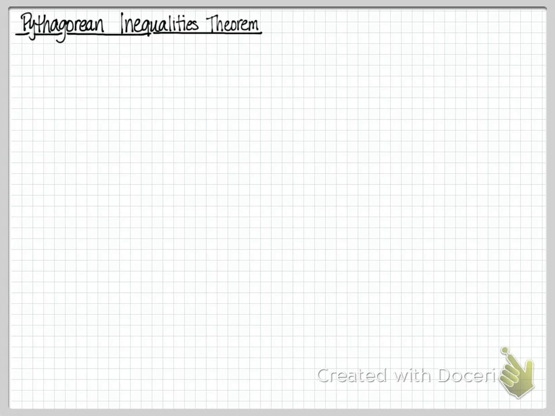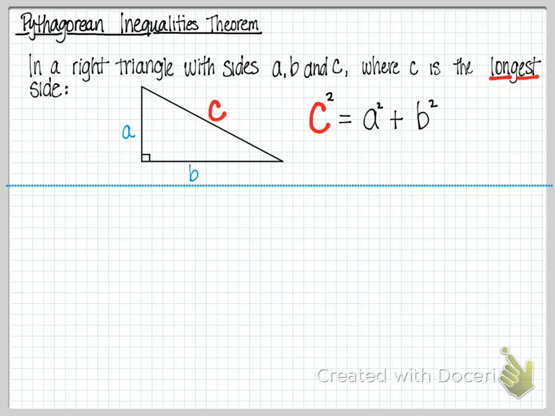This is the third in our series of Pythagorean theorem lessons. This one's on the Pythagorean Inequalities theorem. So recall that the Pythagorean theorem states that in a right triangle with sides of A, B, and C, where C is the longest side, we have C squared equals A squared plus B squared.